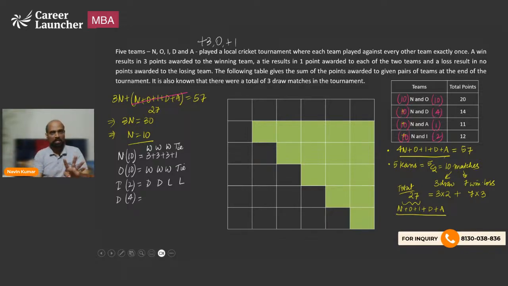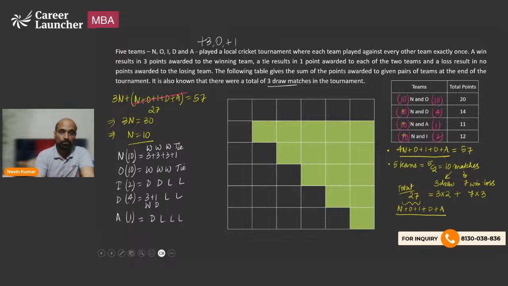But if all 4 matches were tied, there would be 4 draws happening. In this question, it's given that only 3 will happen. So 4 as 1 plus 1 plus 1 plus 1 is not possible. The only possibility is 1 win and a draw, that is 3 plus 1. 3 denotes a win, 1 denotes a draw, and the other 2 matches were lost. That's why 0 points were added for those. If you look at A, it was given only 1 point. That will only happen if that was a draw and the other 3 matches were lost.